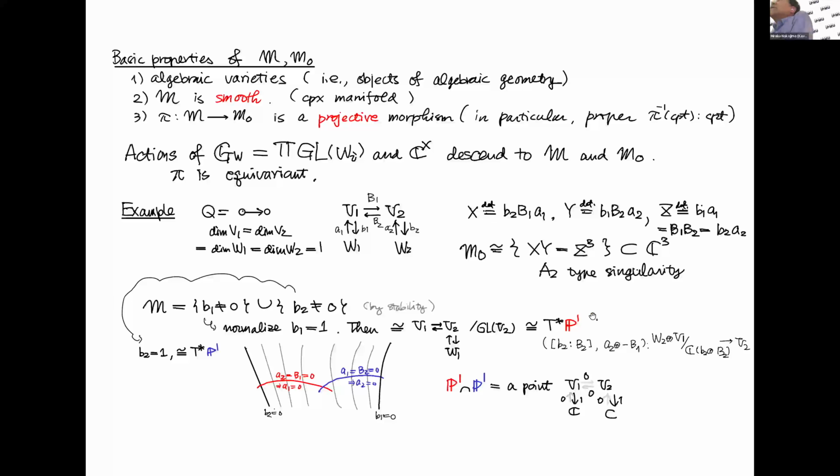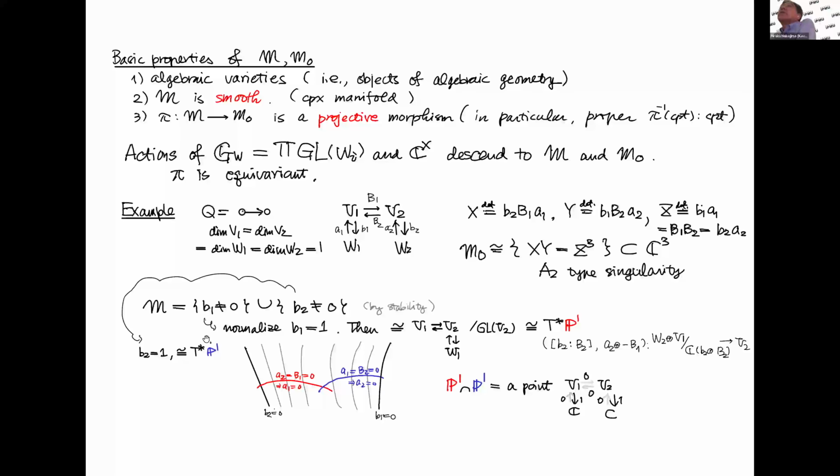And concretely, you can write down the homogeneous coordinate and cotangent direction in this way. So the map from V2 to V1 plus W1 is given by small B2 and large B2, going in this direction and this direction. So this gives a homogeneous coordinate of P1. By the stability, it cannot be simultaneously zero. And the cotangent direction is opposite to that. And similarly, if you consider the open subset where B2 is non-zero, then you can normalize B2 equal to 1, and then you get again T star P1.